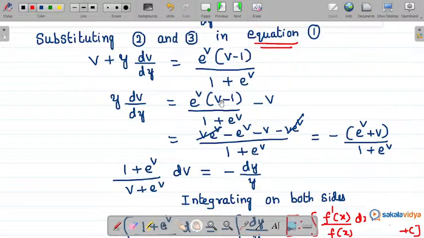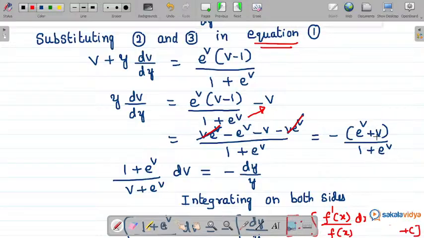So e power v into v, e power v into minus 1 minus e power v, and again minus this, we need to multiply like this: minus v into plus 1, minus v into plus e power v. Minus v into e power v plus v into e power v gets cancelled. We have minus e power v minus v by 1 plus e power v, take minus common. So we have minus of e power v plus v by 1 plus e power v.